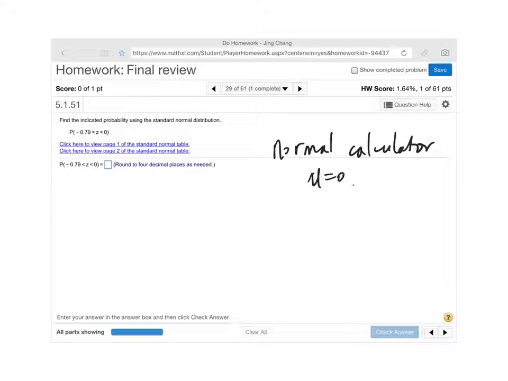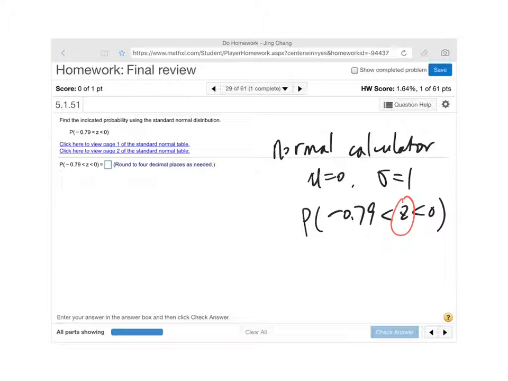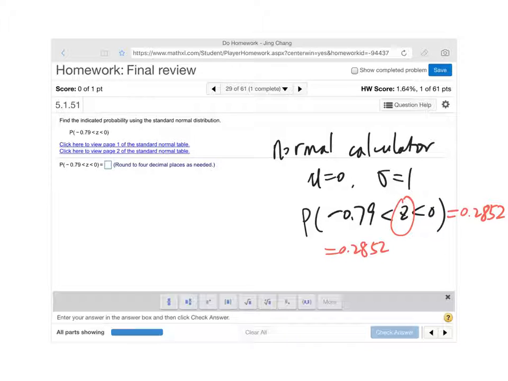The mean is 0, sigma is 1, and you're looking for the probability between -0.79 and 0. Why is the mean 0 and the standard deviation 1? Because it's the z-score. When you want to find the probability between two z-scores, that means the normal distribution is the standard normal distribution. So you can use your normal calculator. Okay, this is the answer if you get it from the normal calculator, using the between tab.